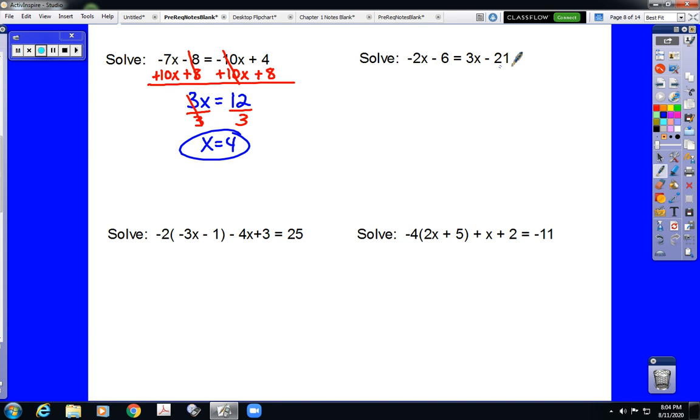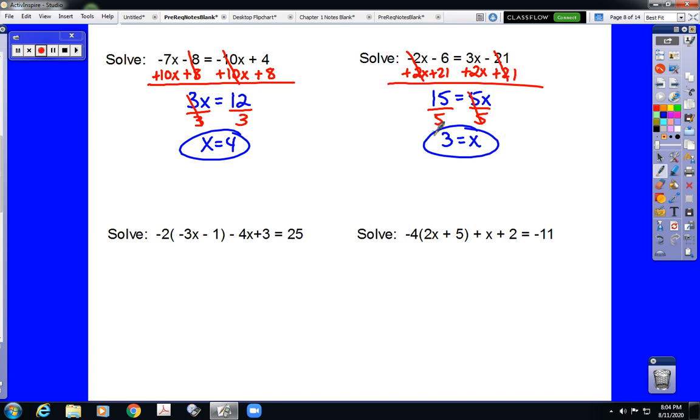Again, we don't have any parentheses. We don't have any like terms to combine. So here, I would move the x to the right by adding 2x to each side, which means I need to move the number by adding 21. That would give me 15 equals 5x, divide by 5, and we have x equals 3, or 3 equals x. On to the next example. There we finally got some expanding to do.